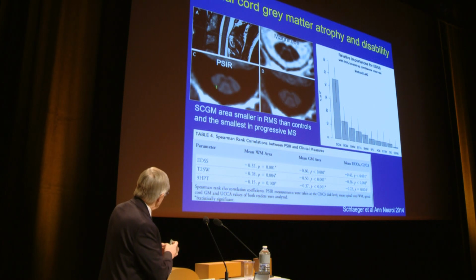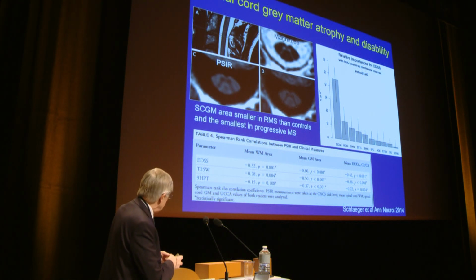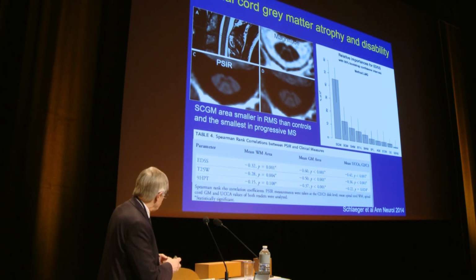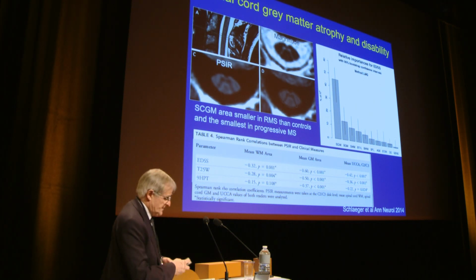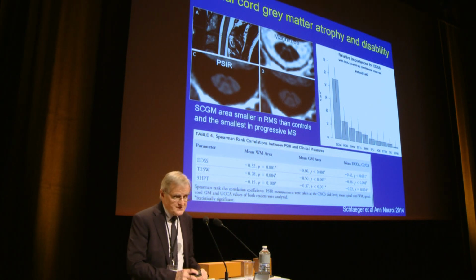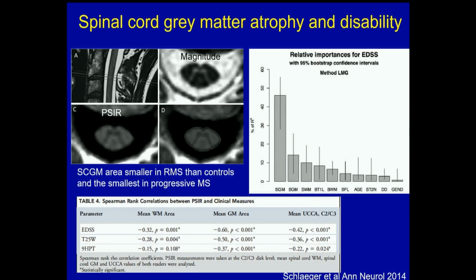There has also been a study of grey matter atrophy in the spinal cord, a difficult thing to measure, but this group from San Francisco, Dr. Schlaeger and colleagues, did manage it, and they found that it was the atrophy in the grey matter that was more strongly correlated with disability, similar to the observations that we've seen in the brain. In a multivariate analysis, the main explanation of disability came from grey matter atrophy.